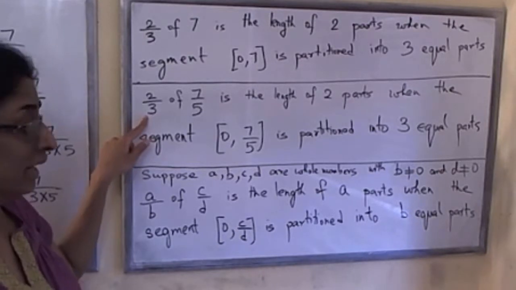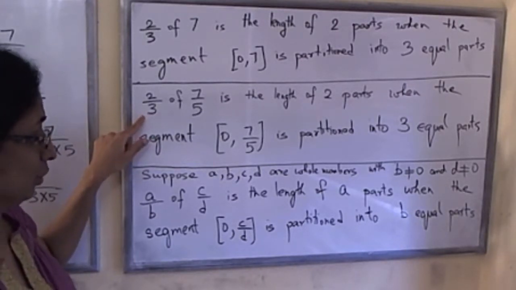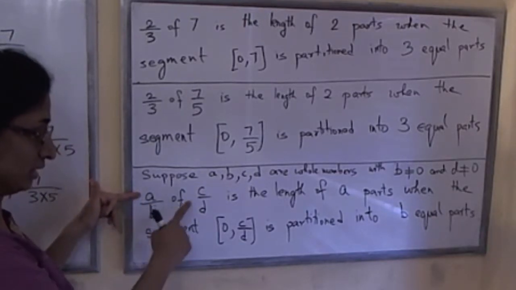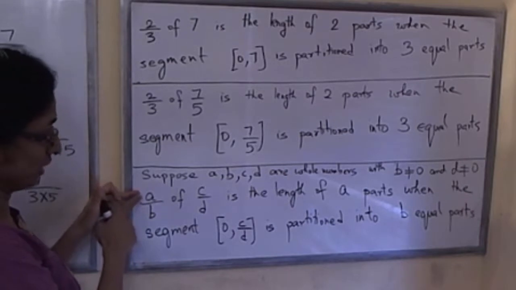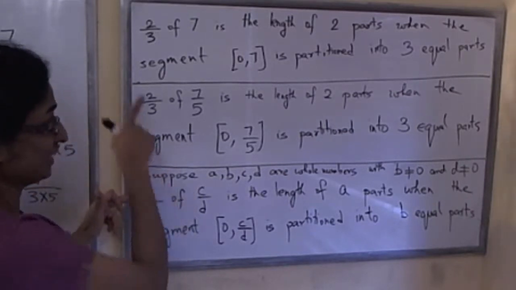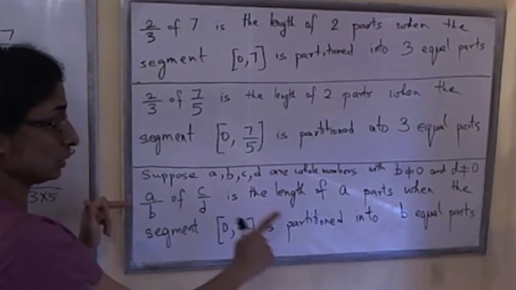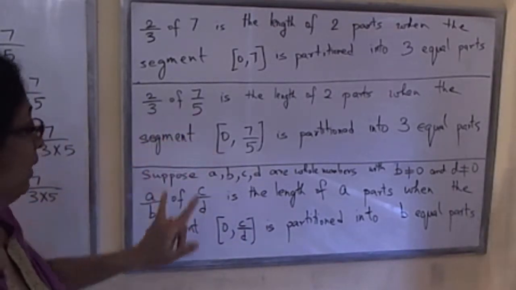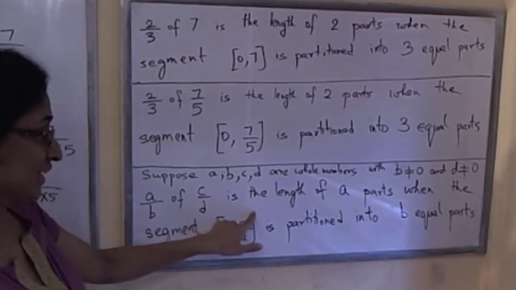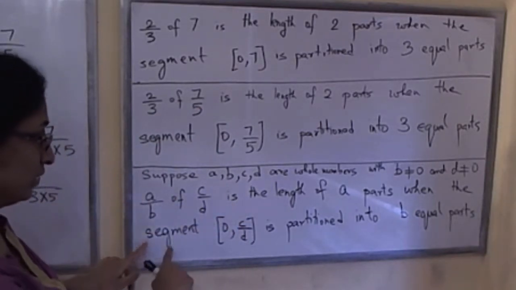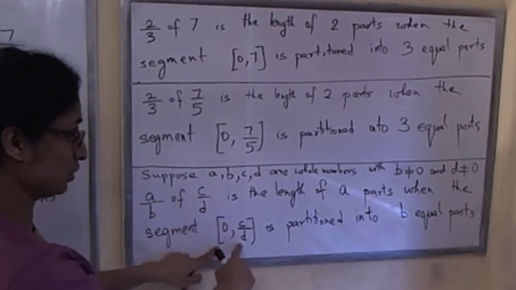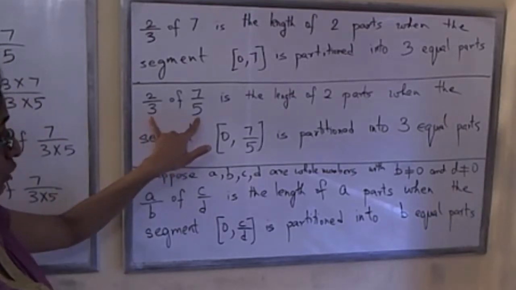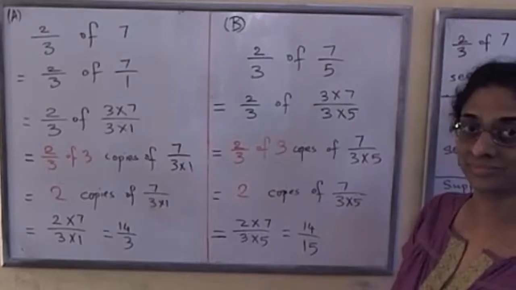equal parts. And in fact, in general, we can define for a fraction A over B and another fraction C over D, A over B of C over D in exactly the same manner. So let's look at the definition and then we will look at this example and see how to compute it. A over B of C over D is the length of A parts when the segment from 0 to C over D is partitioned into B equal parts. Now let's go ahead and discuss 2/3 of 7/5 on the other board.